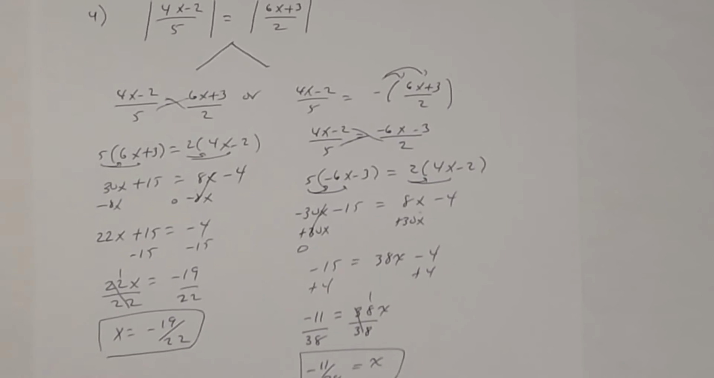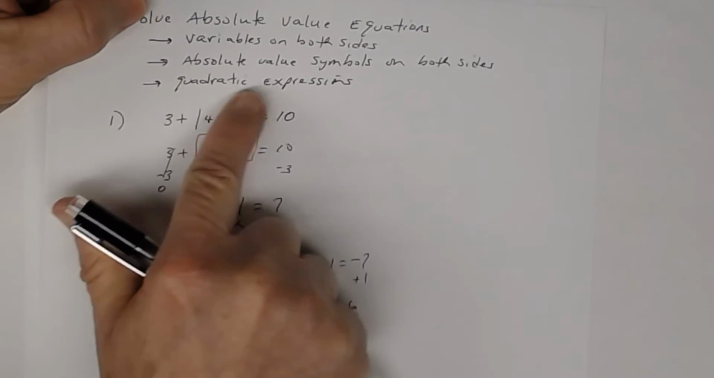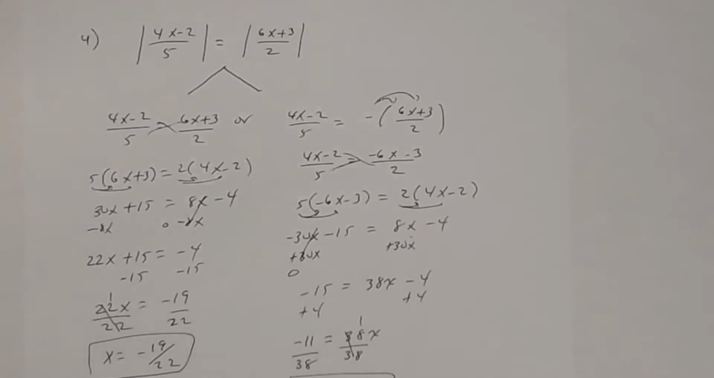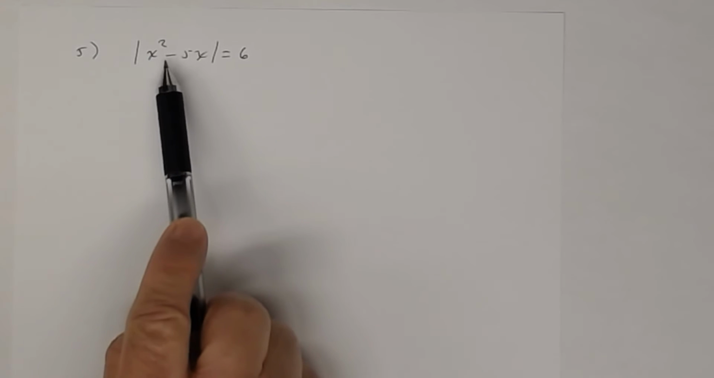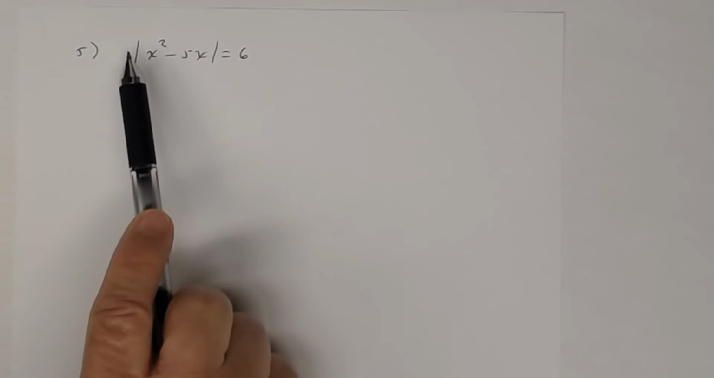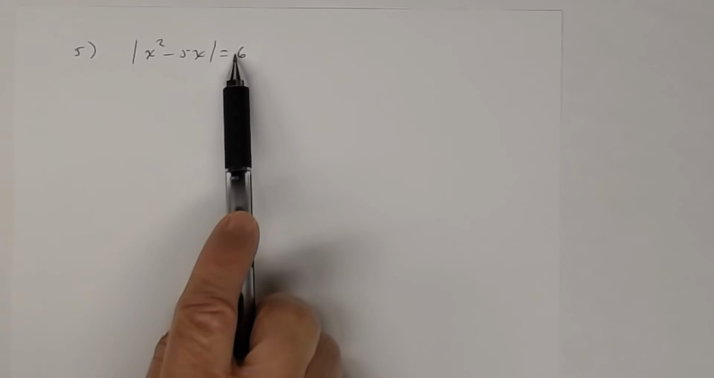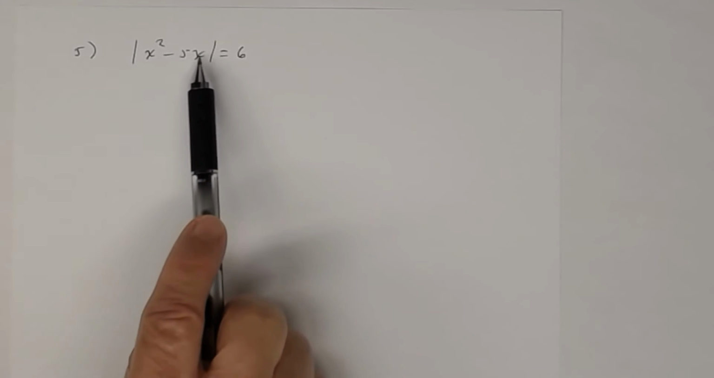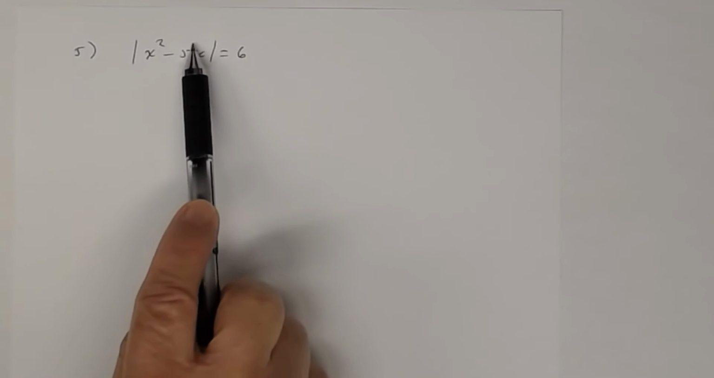Okay? So let's go ahead and start looking at a couple of problems where we have quadratic expressions involved. So let's look at number 5. Okay, so here's number 5. So notice I have an absolute value equation, and within the absolute value bars, I have a quadratic expression. Okay? Now, be careful. Sometimes students seem to think that this equation that you see here is quadratic. That's not a quadratic equation.